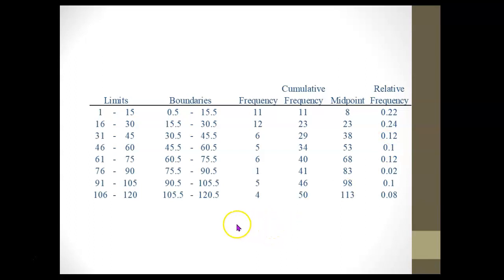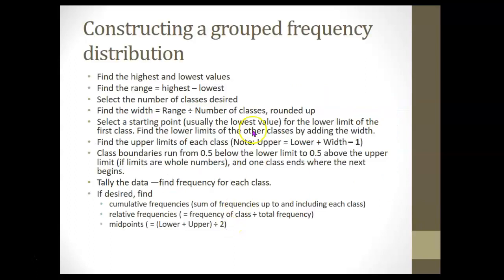So let's try doing one of these ourselves. Here are the steps that we go through. Now, to figure out what your classes are, start by looking through your list of numbers and finding the highest and lowest values, and then calculate the range by subtracting the highest minus the lowest.